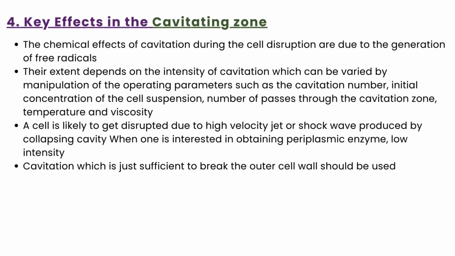The chemical effects of cavitation during the cell disruption are due to generation of free radicals. Their extent depends on the intensity of cavitation, which can be varied by manipulating the operating parameters such as cavitation number, initial concentration of cell suspension, number of passes through the cavitation zone, temperature and viscosity. A cell is likely to get disrupted due to high velocity jet or shock wave produced by the collapsing cavity. When one is interested in obtaining periplasmic enzyme, low intensity cavitation which is just sufficient to break the outer wall should be used.